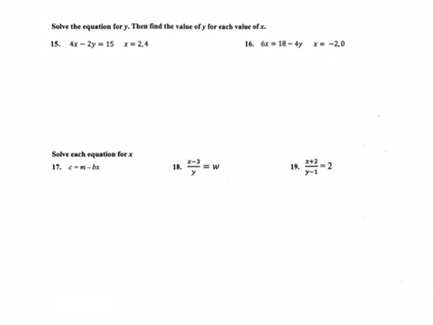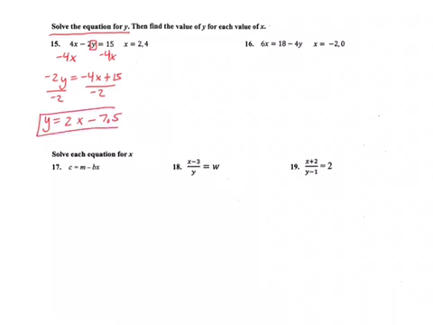Question 15. It asks us to solve the equation for y and then figure out the value for y for each value of x. So we first need to rewrite these so y is our isolated variable. So in 15, we're trying to solve for y. First thing I'm going to do is subtract 4x from both sides to move the x away. That's going to give me negative 2y equals negative 4x plus 15. Then I'm going to divide by negative 2 to get rid of the negative 2 with the y. And I get y equals negative 4 divided by negative 2 is 2, so 2x, and then minus 15 divided by 2 would be 7.5. So this is my rewritten equation.